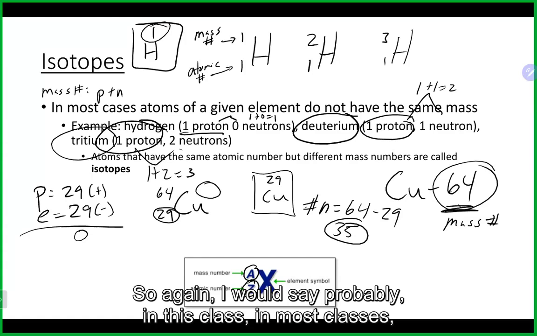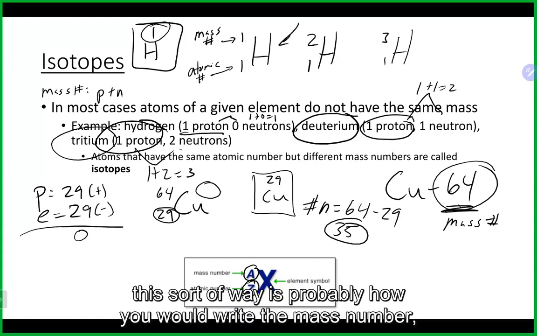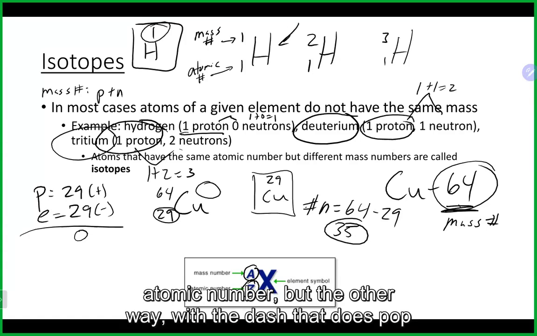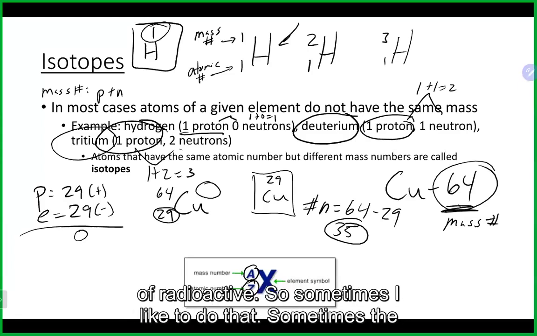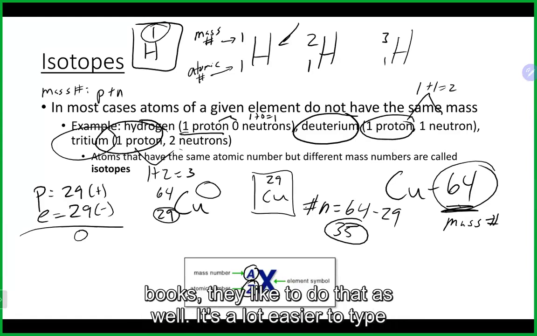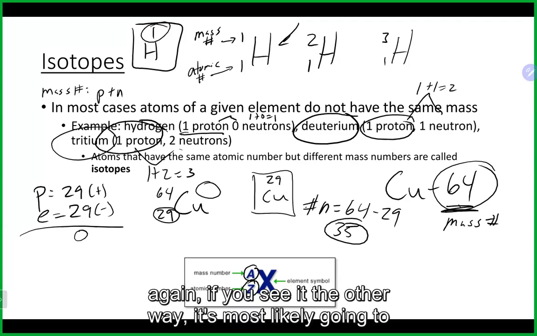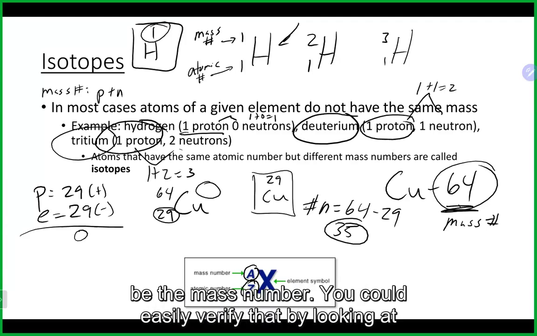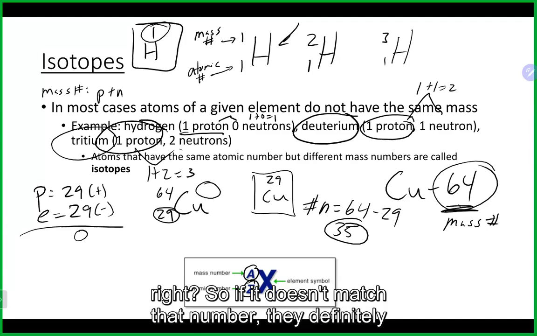So again, I would say probably in this class and most classes, this sort of way is probably how you would write the mass number and atomic number. But the other way with the dash, that does pop up a lot, especially if you're looking at something that's sort of radioactive. So sometimes they like to do that. Sometimes in books they like to do that as well. It's a lot easier to type that in than the two superscript subscripts. So again, if you see it the other way, it's most likely going to be the mass number. You can easily verify that by looking at the periodic table and seeing it's not the atomic number, right? So if it doesn't match that number, then you definitely know it's not.